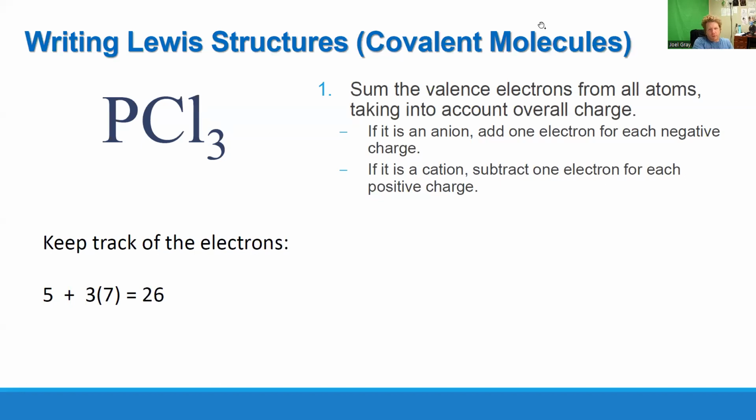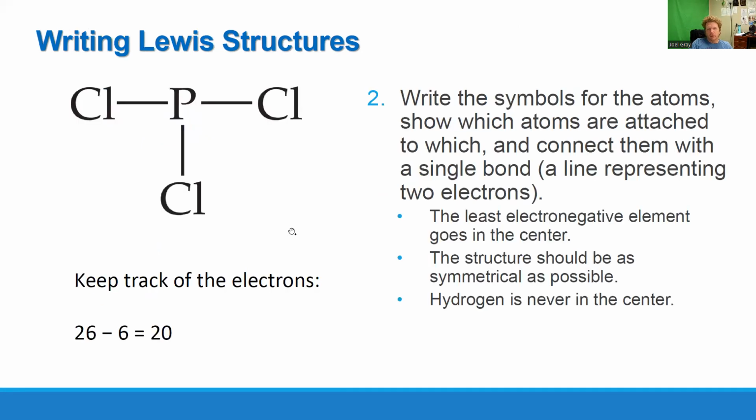After we've got the number of electrons that phosphorus brings to the table, then we have to look at the number of electrons that chlorine brings to the table. And we have to take into consideration the number of chlorines. We have a total of 3 chlorines. Each chlorine brings in a total of 7 electrons. So 7 times 3 is 21. So the total number of electrons that we have with something like PCl3 is 26.